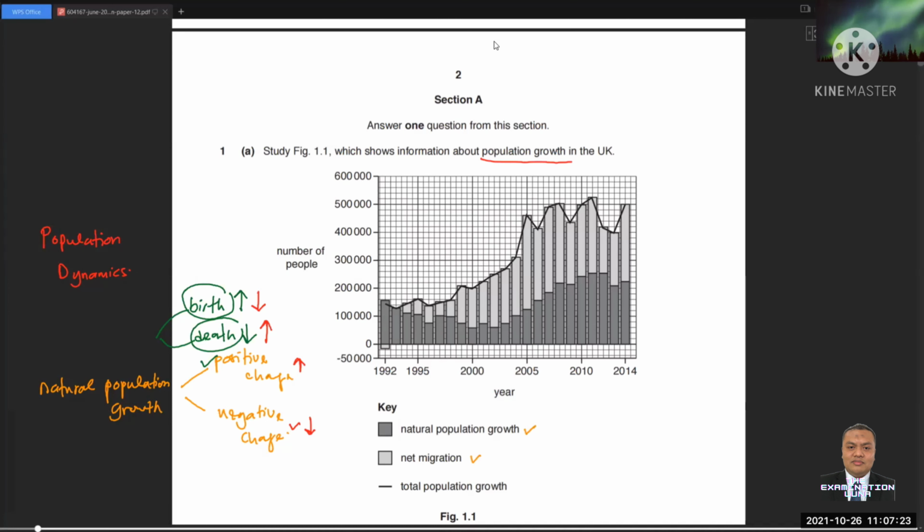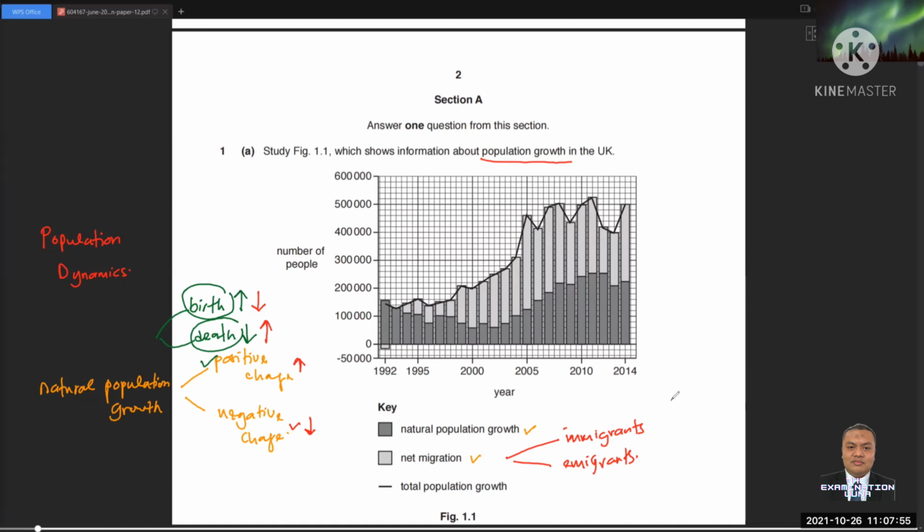Okay, jadi sekarang kita dah bincang tentang what is the natural population growth. Jadi sekarang ni kita nak bincang pula apa tu sebenarnya net migration. What is net migration actually? Net migration ni dia berkisar tentang the number of immigrants and the number of emigrants. Okay. Jadi dekat sini, apa tu immigrants? Siapa sebenarnya immigrant kat sini?